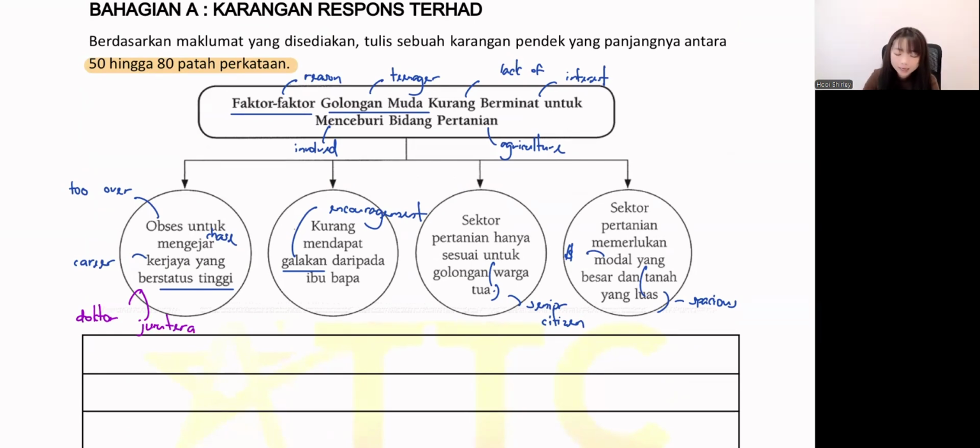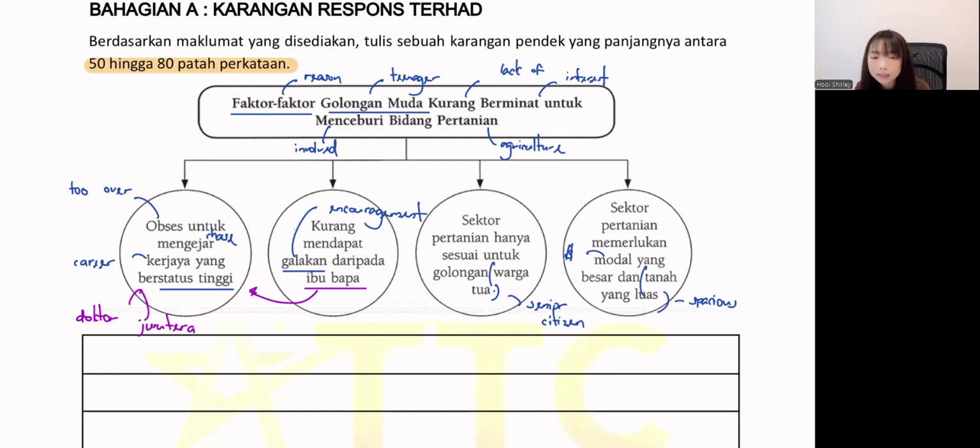Kurang mendapat galakan dari ibu bapa. Then why is it parents do not encourage the kids, okay, do not encourage their children to go and participate themselves in the sektor pertanian? Because the parents might also feel that this kind of job does not really have a high status, so maybe they couldn't make money. So the reasons, it will be the same thing here.